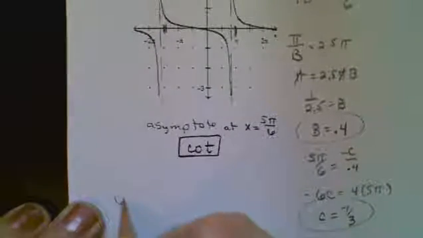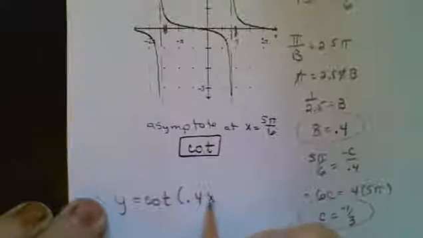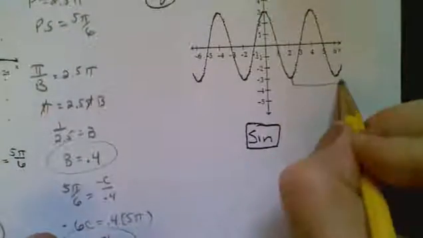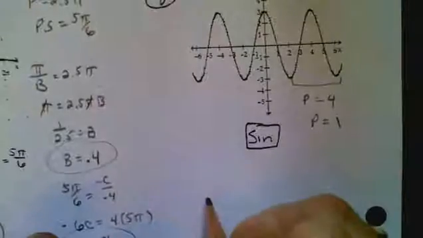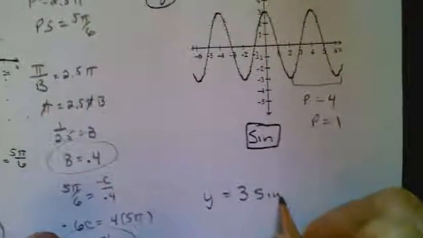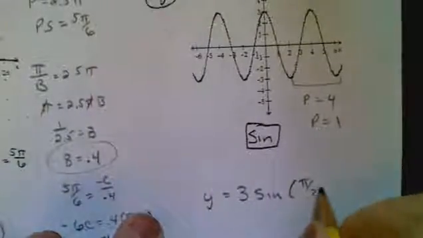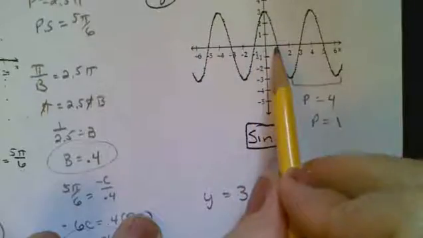So now, when I find my equation, y equals cotangent 0.4x minus 1/3. With this one, real quick, the period was 4, the phase shift was 1, so that's where I got my equation, y equals 3 sine of pi over 2 x minus pi over 2. I put a phase shift of 1 right there.